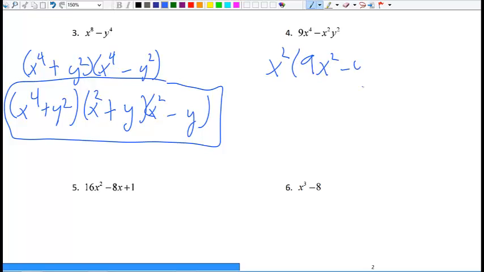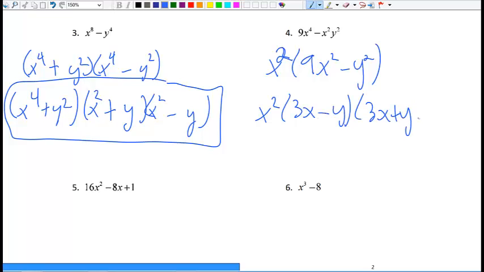And if I factor that out, I get slightly smaller numbers. And then 9x squared minus y squared, that is an example of difference of 2 squares. That'd be 3x minus y and 3x plus y.